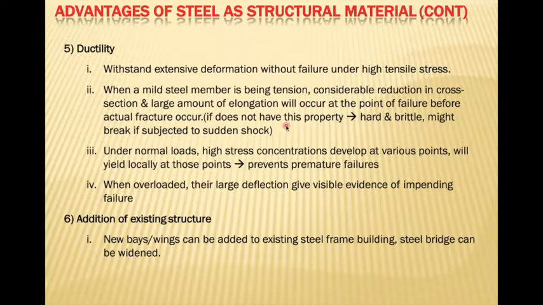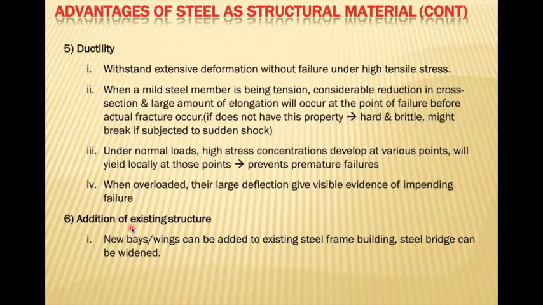If it does not have this property, it will be hard and brittle and might break if subjected to sudden shock. Hard and brittle is actually for concrete, which is very weak in tension and cannot be bent. However, steel can bend and has very high ductility. Under normal loads, high stress concentrations develop at various points and will yield locally at those points, and this prevents premature failures. When overloaded, their large deflection gives visible evidence of impending failure.